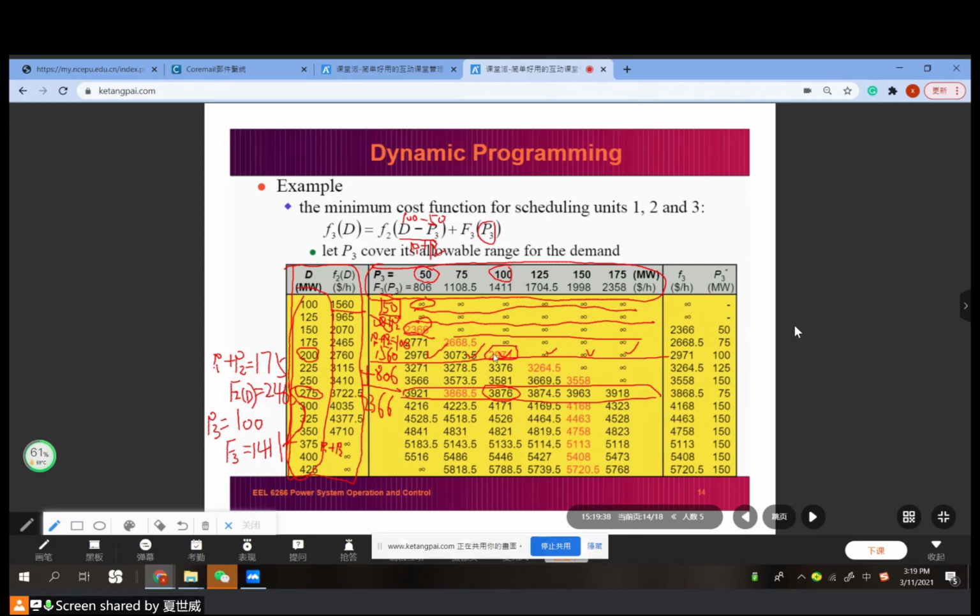What's the best solution? This best solution means P3 equals 100. So P1 plus P2 equals 100. So that means to support a total load of 200, the best fuel cost is 2,979, and P3 is 100, and P1 plus P2 is 100.